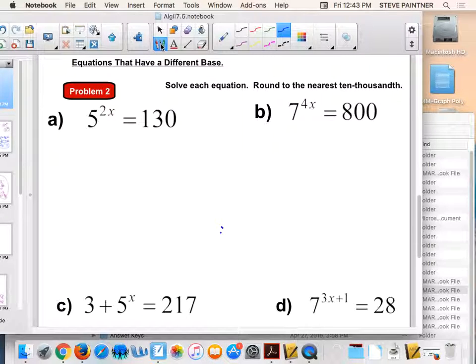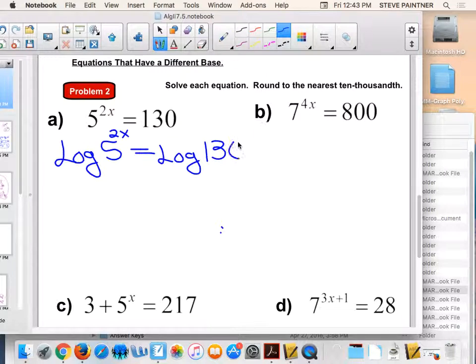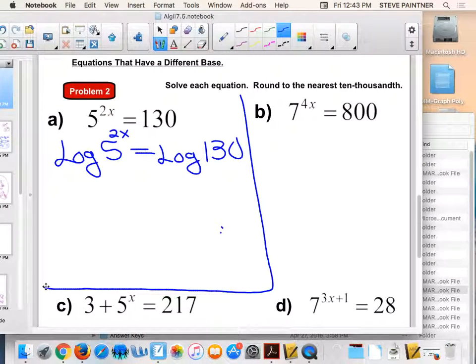The problem here is 5 to the 2x. This is exponential. So if you want to get rid of exponential equations, you take the log of both sides. So here's how you're going to attack this problem. You're going to say log of 5 to the 2x equals log of 130. So this is why it helps you to know that these two are inverses of each other. If you see exponential, why don't you just take the log of both sides?